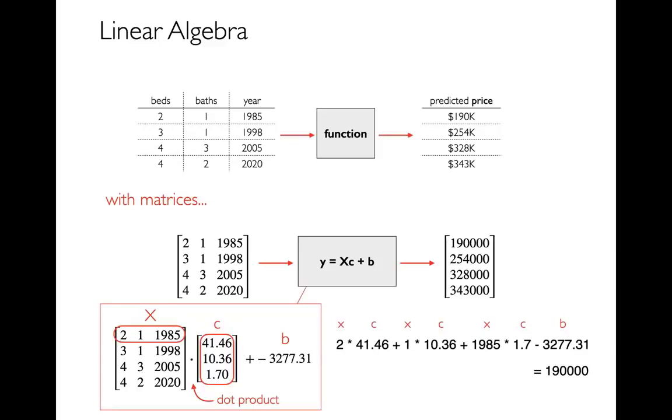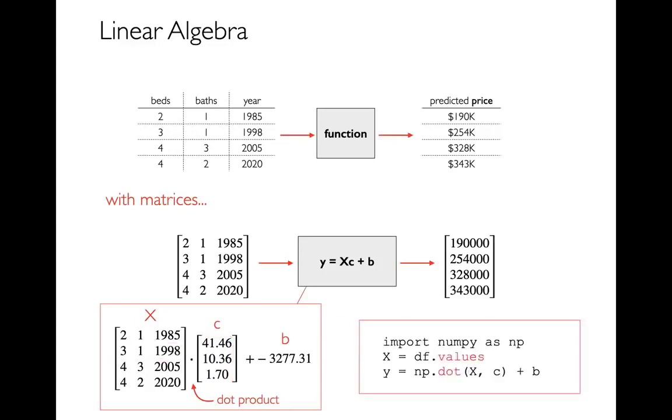And what's cool is that if I can do one row times this vector here, and I get one house value, it's just going to go through without even having a loop. The beauty of linear algebra and multiplying matrices together with the dot product is that I can do it in one step, and I'm going to get all of these numbers.